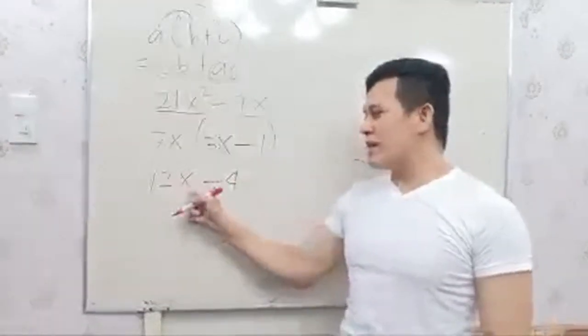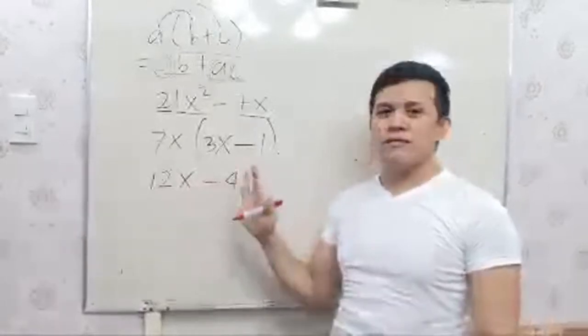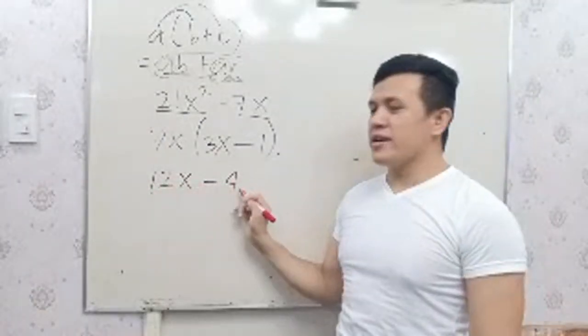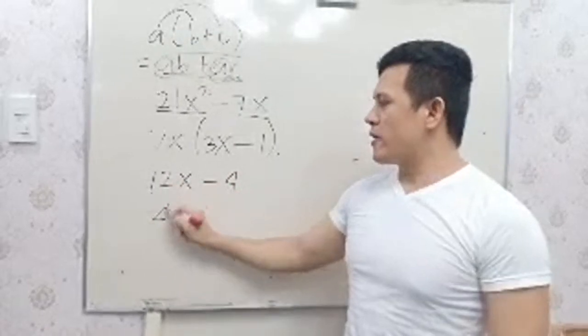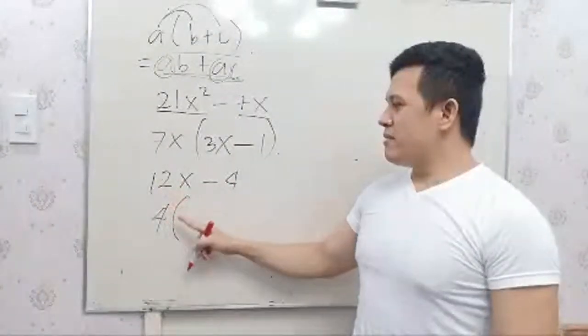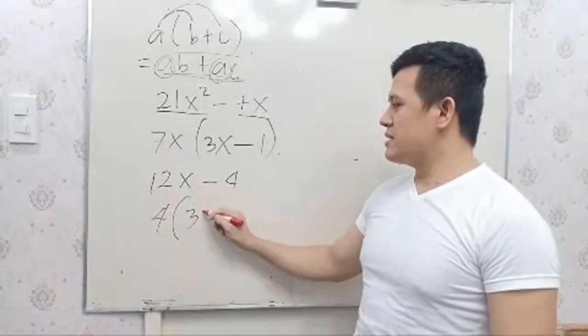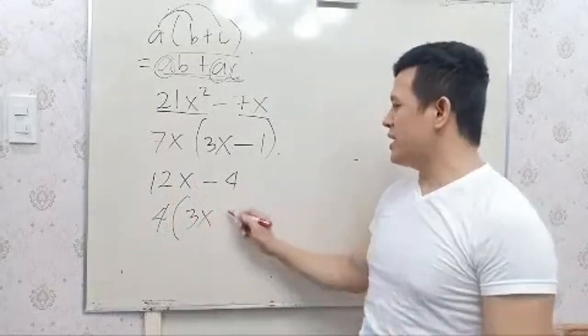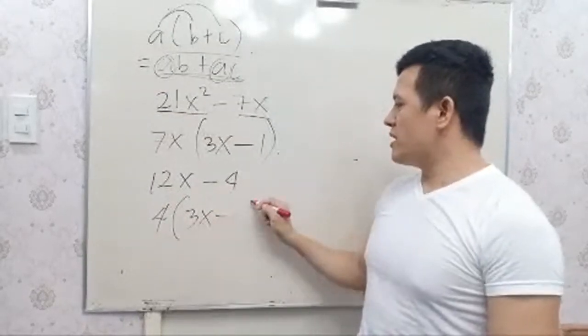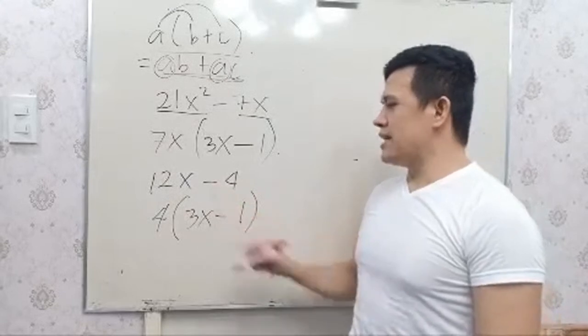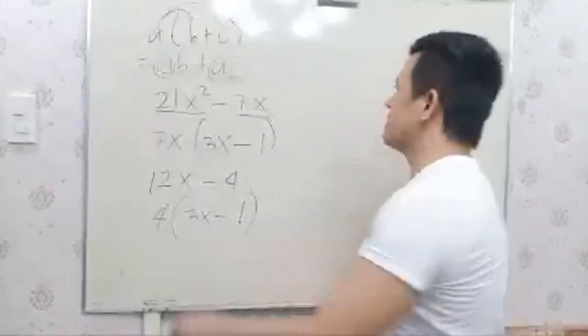We have no common variable, because both of them don't have any variable. 12 and 4, there is a common factor. What's common? It's 4. So, 12 divided by 4 is 3. And then just copy x because they have no common variable. And then, 4 divided by 4 is 1. Okay? Copy the sign only. That's it. That's how we do it.